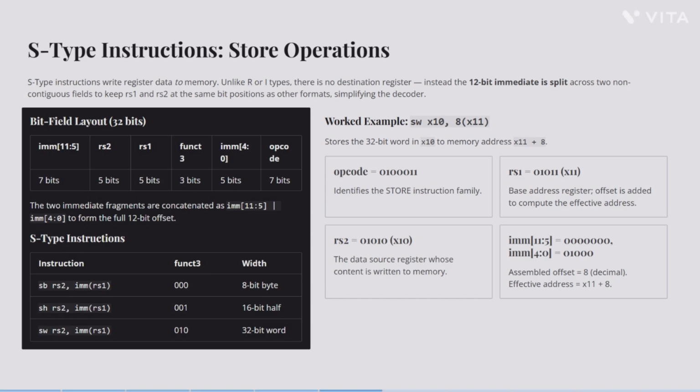So basically, about store operation, there is no destination register. We'll take a value from the register and we'll store it in the memory of the register plus offset which we are using. This is all about the S-type instructions.